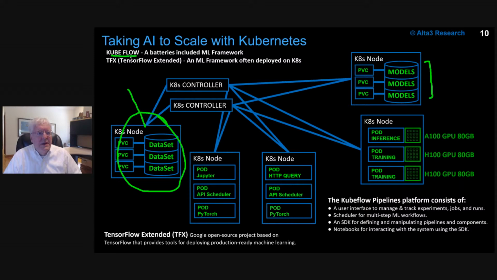So let me just simply say, Kubeflow is the ultimate in batteries included. If you like the Tensorflow, I really have no preference. Quite frankly, I would write my own anyhow. So the Tensorflow, if you chose to go that way, that's the Google approach. You're going to run it on Kubernetes anyhow.